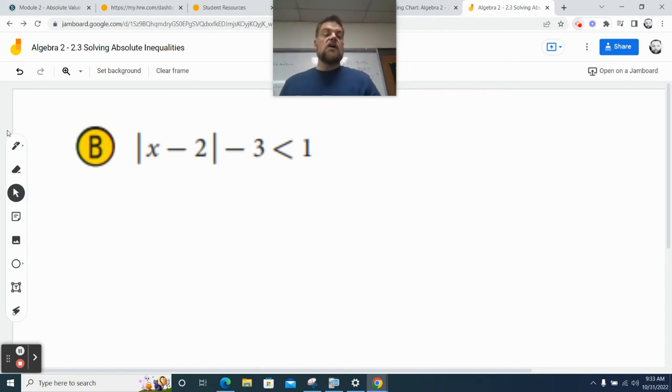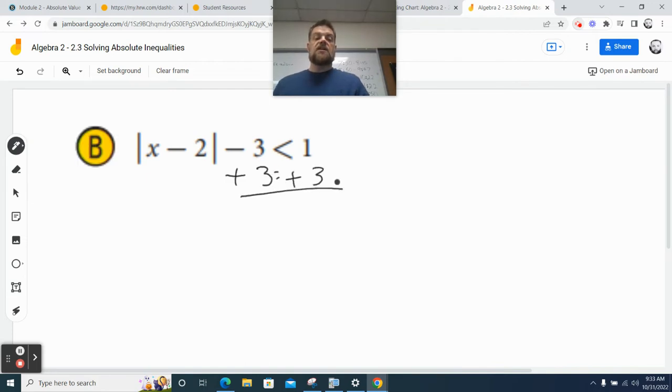All right, so for this one, same thing. We're just going to do some algebra here. I'm going to add 3 to both sides, and then we'll double check on the calculator. So this one, -3 plus 3 is just 0. 0 plus the absolute value of x minus 2 is just the absolute value of x minus 2, is less than 1 plus 3, which is 4.